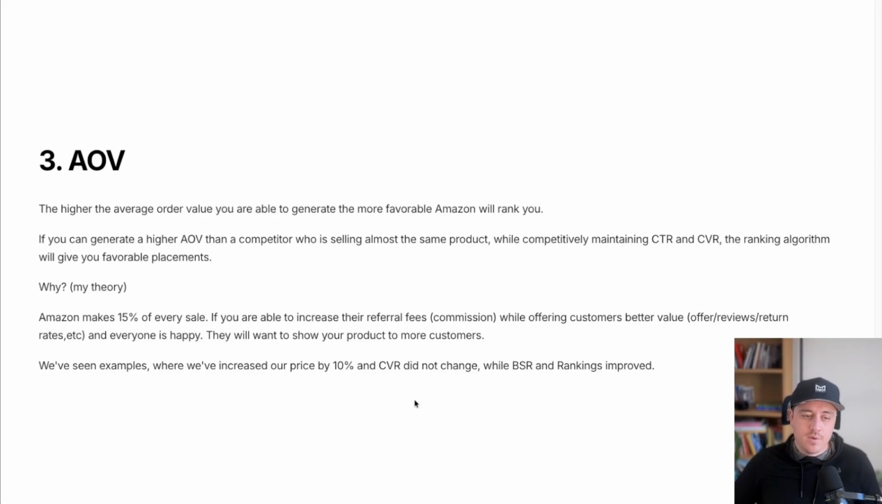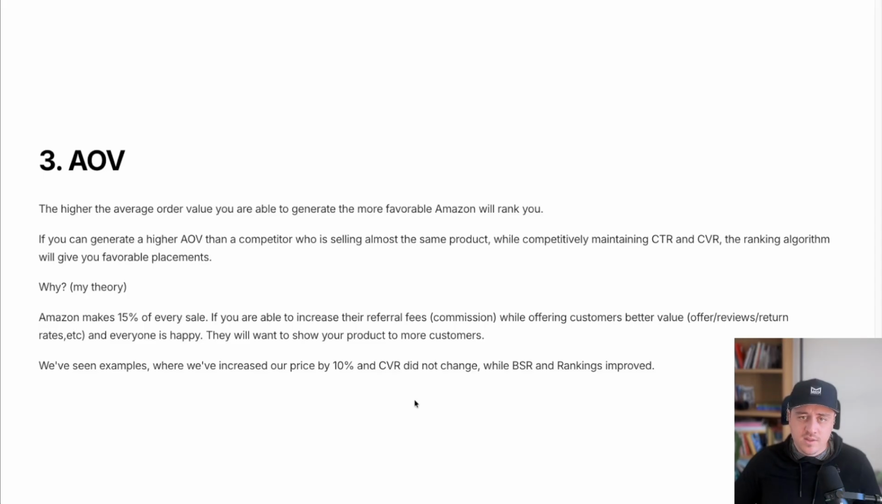why does this happen? So this is my theory. This is not explicitly said by Amazon, but Amazon makes 15% of every sale. So if you're able to increase their referral fees, and thus their commission, the 15%, while offering customers better value through the offer, the reviews, the return rates being low, and every party is happy, Amazon, the customer, and you, then they will show your product to more customers.